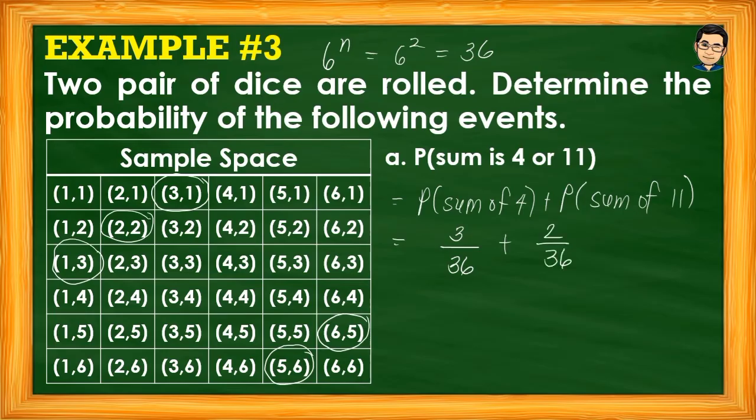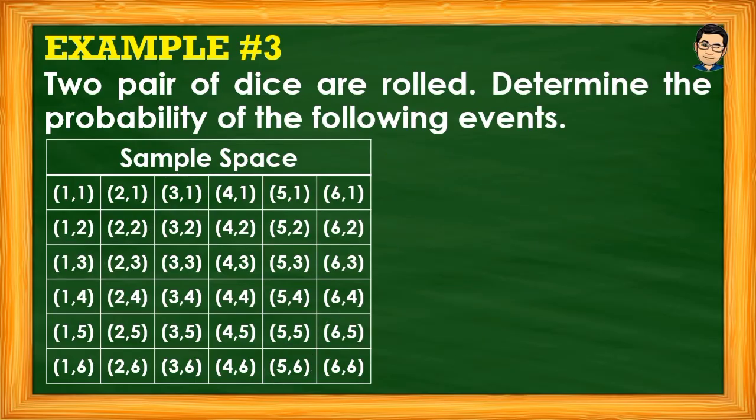So, nakuha na natin probability na sum is 4 and then probability that the sum is 11. So, all we need to do here now is to add them. So, since similar fractions naman sila, pareho nga sila ng denominator, 3 plus 2, that is 5 over 36. So this will be our final answer. It's because there is no common factor aside from 1. Okay, so 5 over 36.